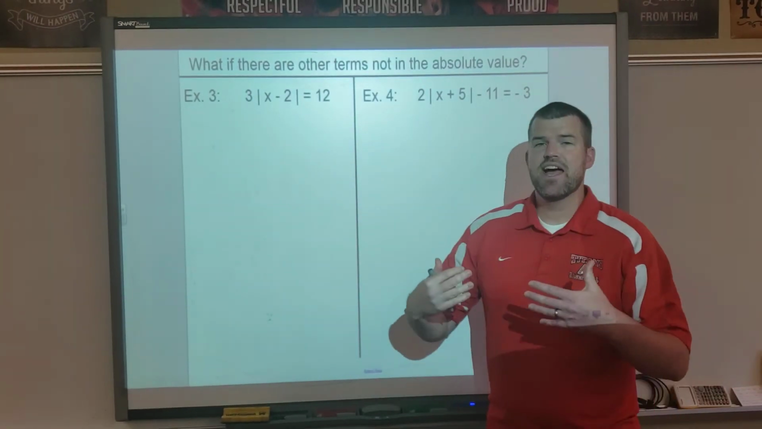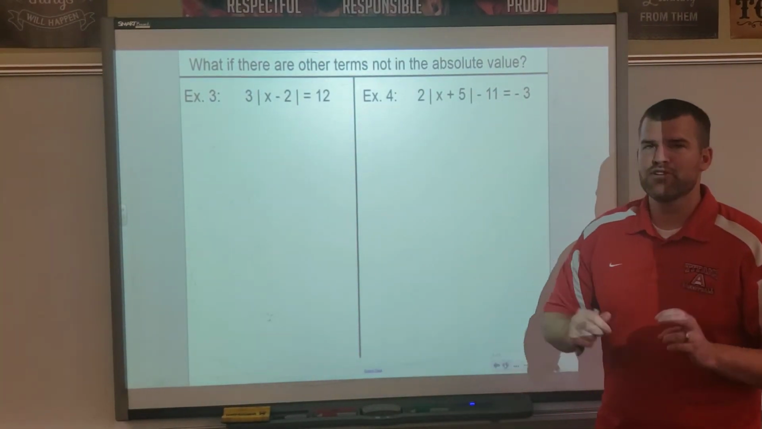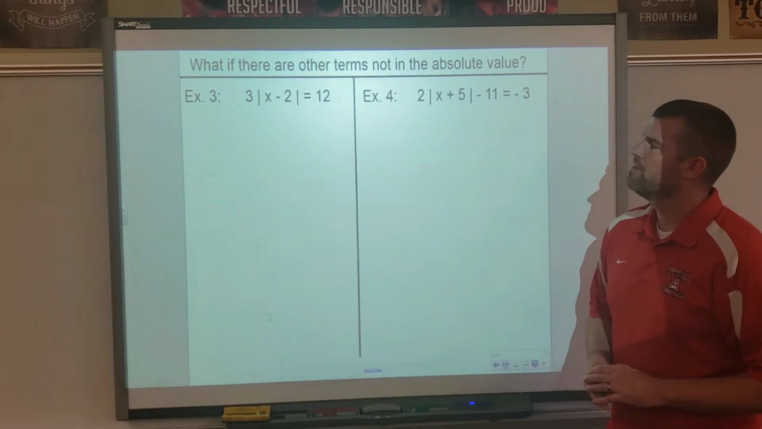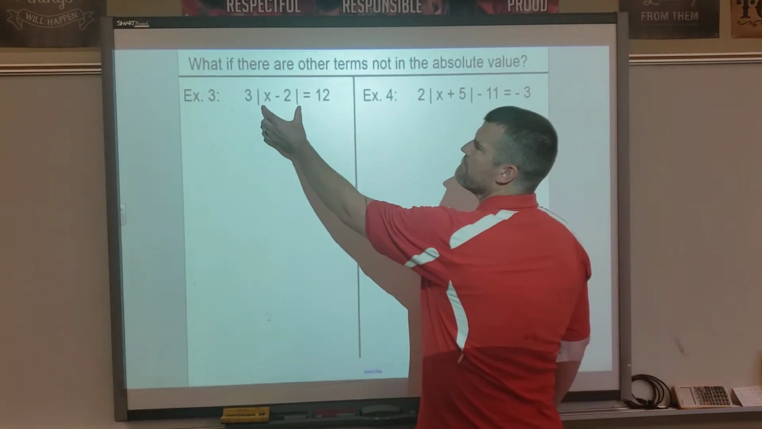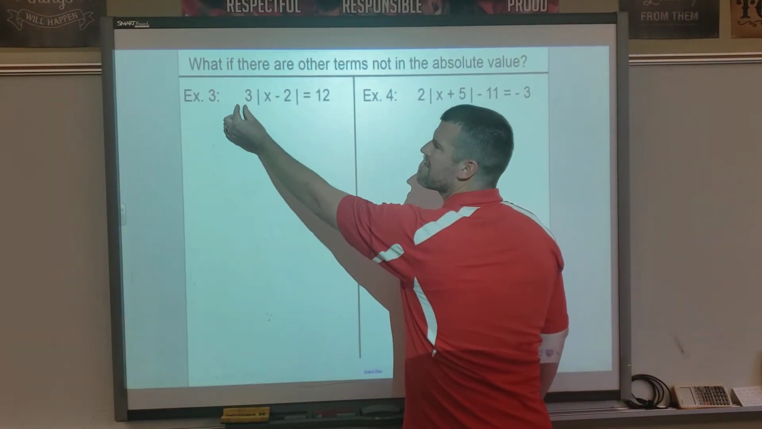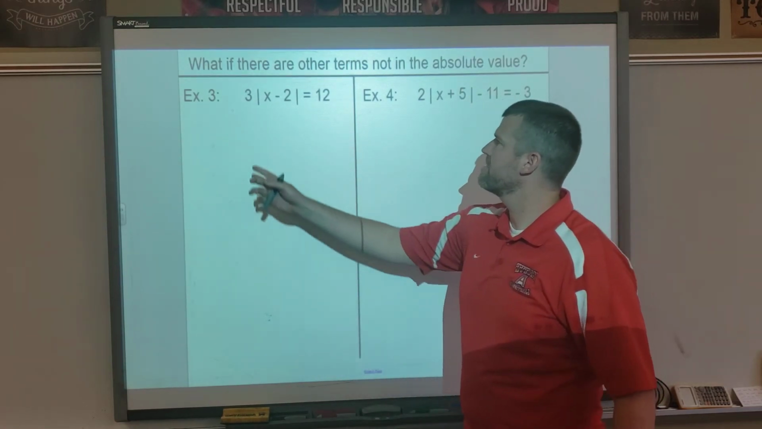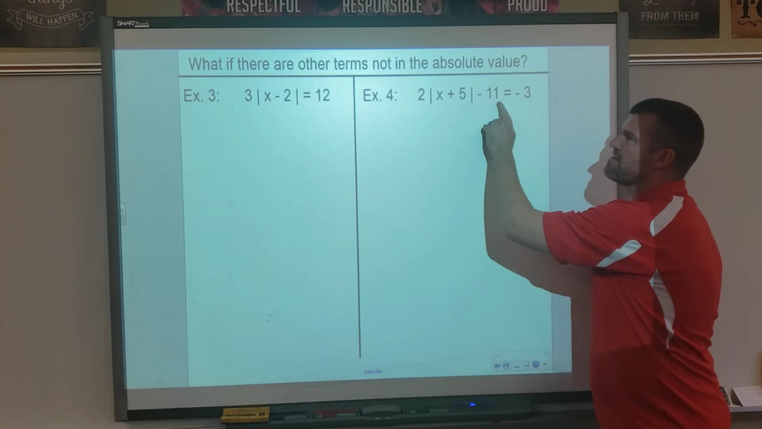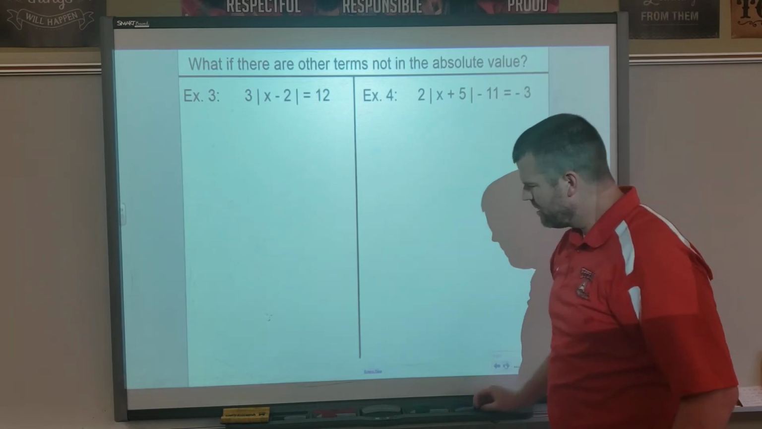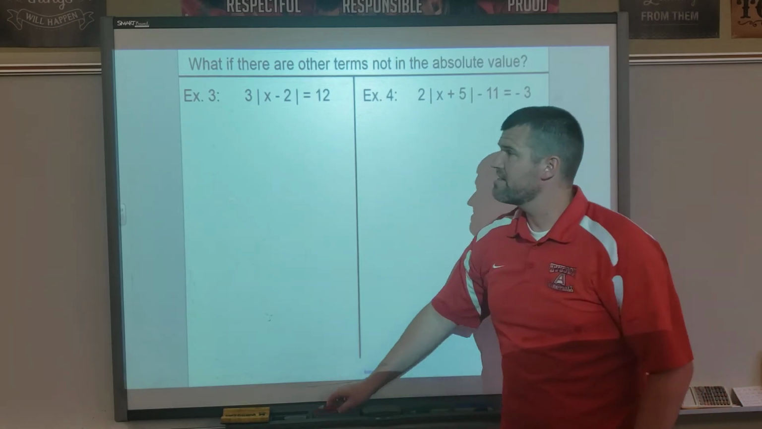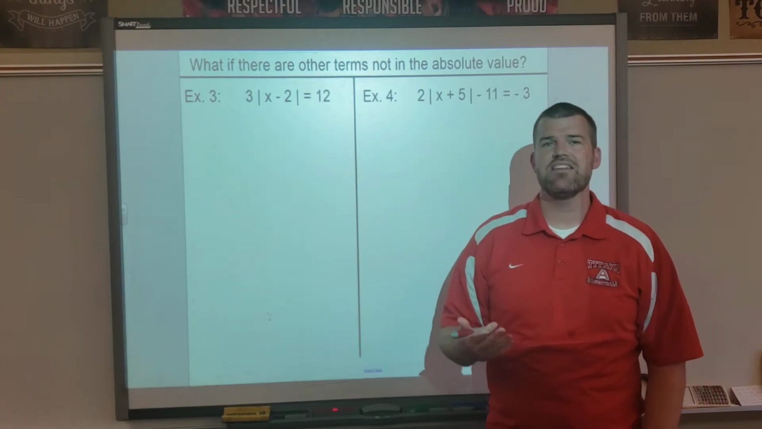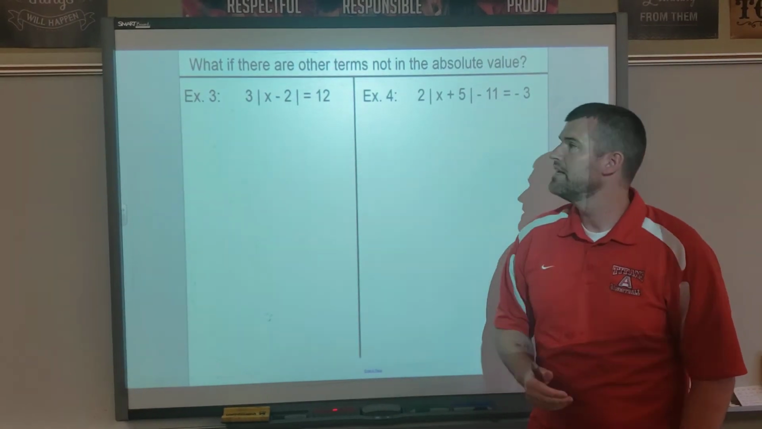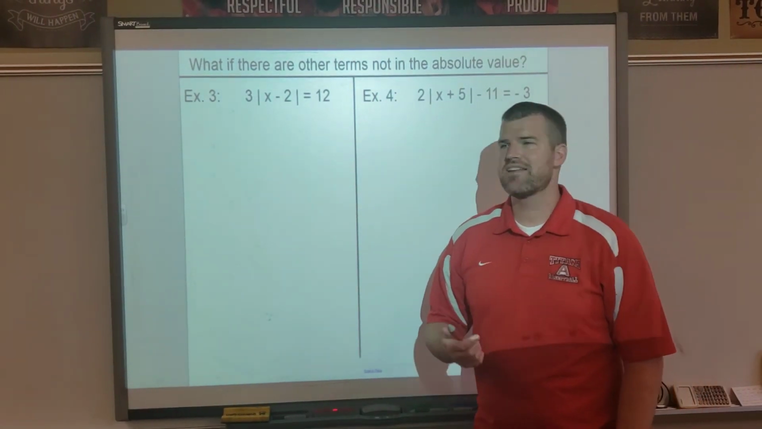Okay, the next step, or the next difficulty level, as we keep moving along, is now we have the absolute value, but there's something outside of the bars. So this one has a 3 that's outside. This one has a 2 that's outside, but it also has a minus 11. In order to solve these, the first thing you have to do is get the bars alone. Get the absolute value by itself.